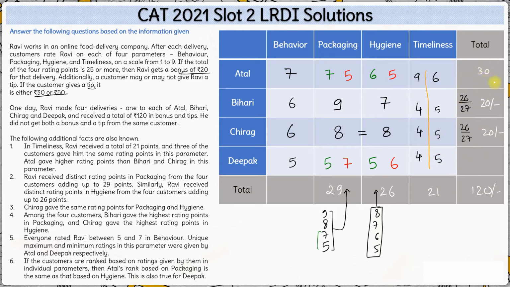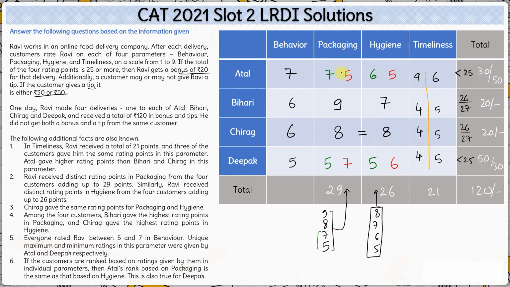This is the only case possible. So if Atal gives 30 rupees, Deepak has to give 50 rupees, or if Atal gives 50, in that case Deepak will have to give 30 rupees, right? Since they are giving tip and not bonus, that means the total ratings given by Atal and Deepak should be less than 25, right? If the rating was 25 or more, he would receive a bonus from these 2 customers, but since he is only receiving tip, the total rating points is less than 25 for Atal as well as Deepak.